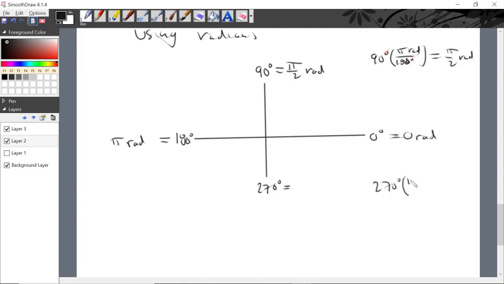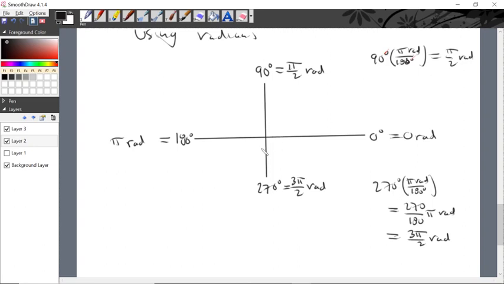Convert that into radians, pi radians over 180 degrees. Right, that's 270 over 180 times pi. In radians, reduce this, they both divide by 90. So this would be 3 pi over 2 radians. 270 degrees is equivalent to 3 pi over 2 radians.